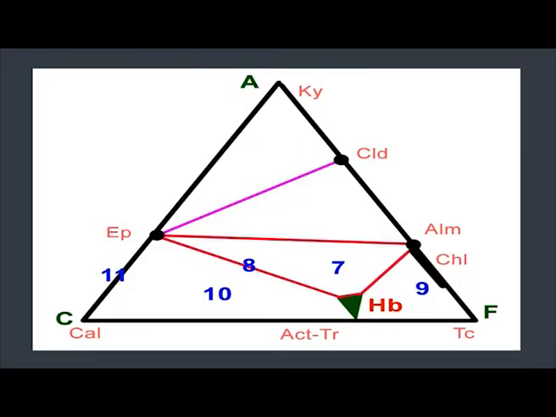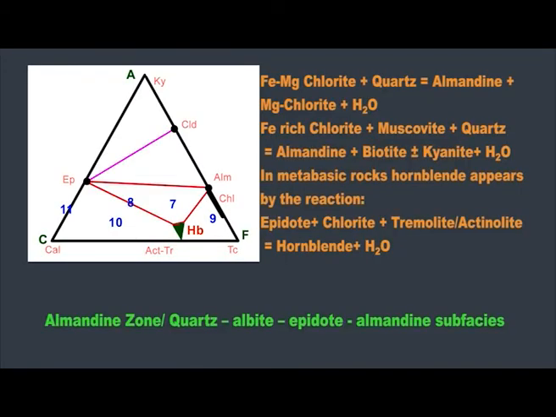Almandine zone, or quartz, albite, epidote, almandine subfacies. Almandine rich garnet appears for the first time by the reaction Fe-Mg chlorite plus quartz give rise to almandine plus Mg chlorite plus H2O. Fe rich chlorite plus muscovite plus quartz give rise to almandine plus biotite plus minus kyanite plus water. In meta-basic rocks, hornblende appears by the reaction chlorite plus epidote plus tremolite or actinolite give rise to hornblende plus water. Mineral paragenesis or mineral assemblages.